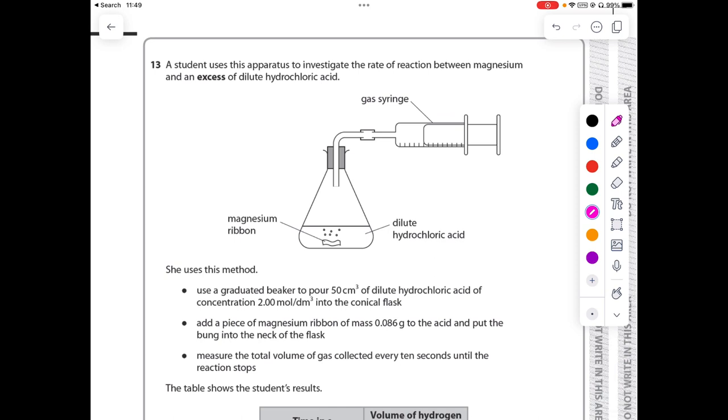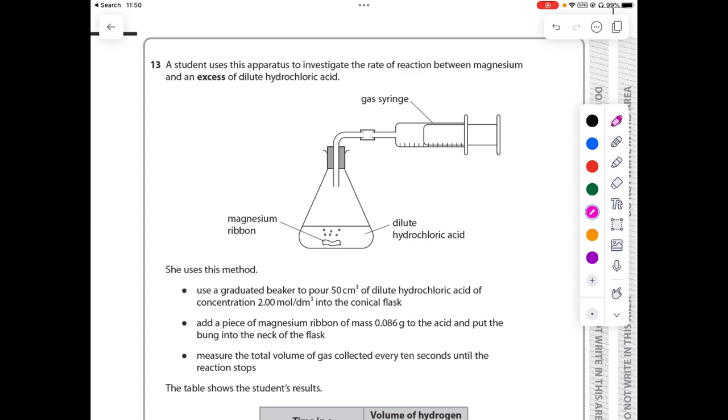A student uses this apparatus to investigate the rate of reaction between magnesium and excess of dilute sulfuric acid. She uses this method. Use a graduated beaker to pour 50 centimeter cube of dilute hydrochloric acid of concentration 2 mole per dm cube in the conical flask. Add a piece of magnesium ribbon of mass to the acid and put the bung into the neck of the flask. Measure the total volume of the gas collected every 10 seconds until the reaction stops. Now plot the student's result on the graph on the grid. Draw the best fit curve.